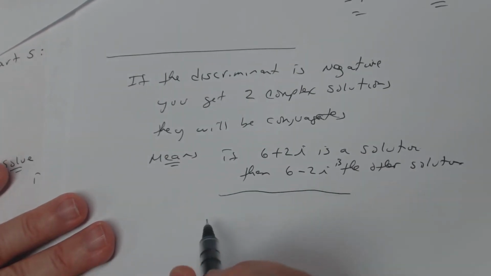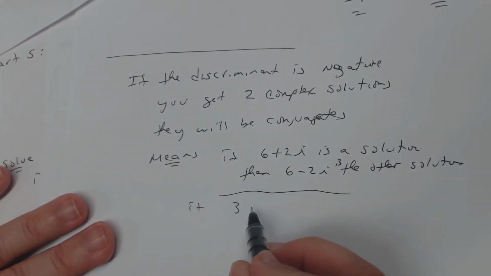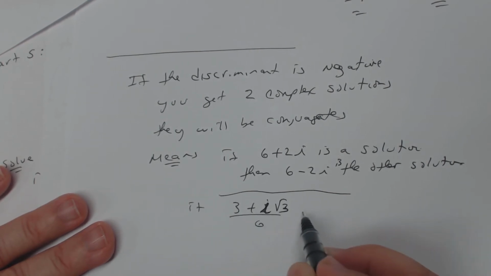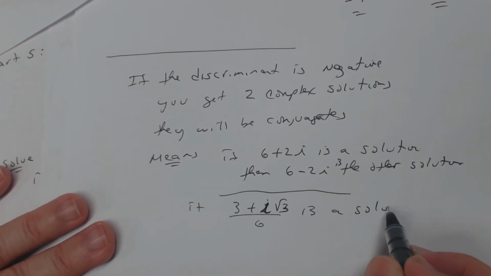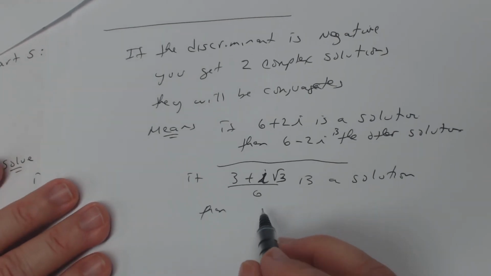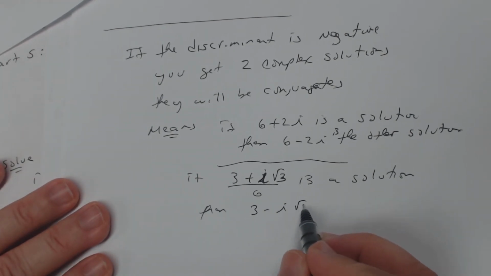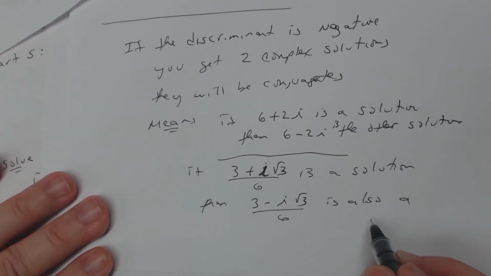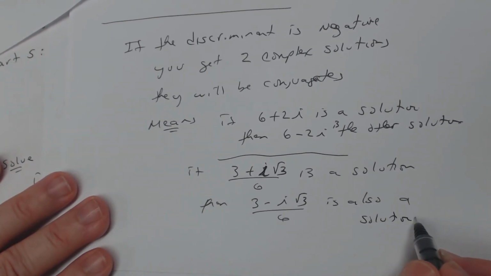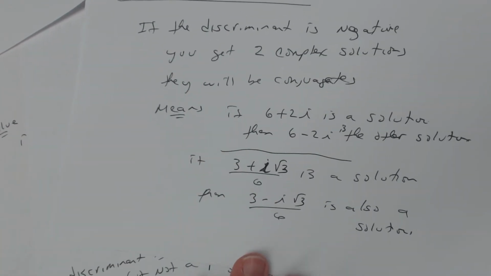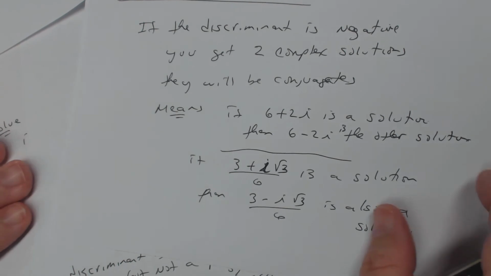All right. So if 3 plus i square root of 3 over 6 is a solution, then the other solution is going to be 3 minus i square root of 3 over 6. All right. So the solutions will be conjugates of each other. They'll be complex conjugates.